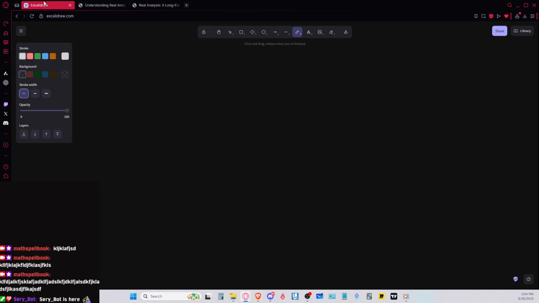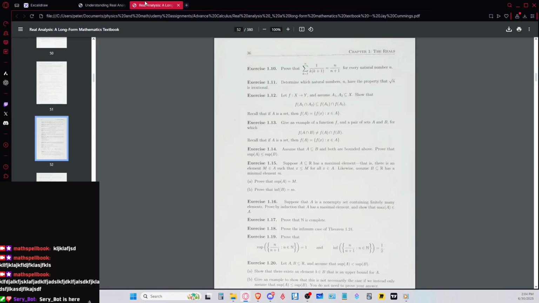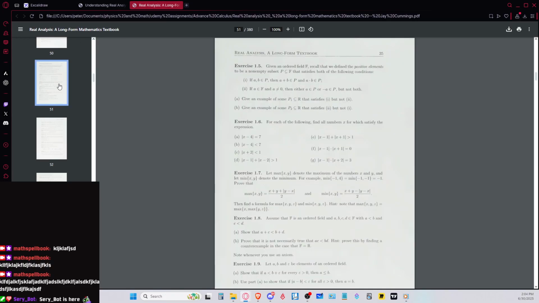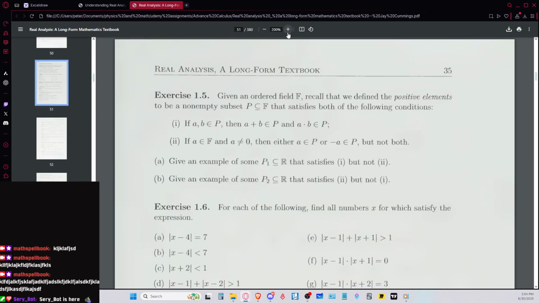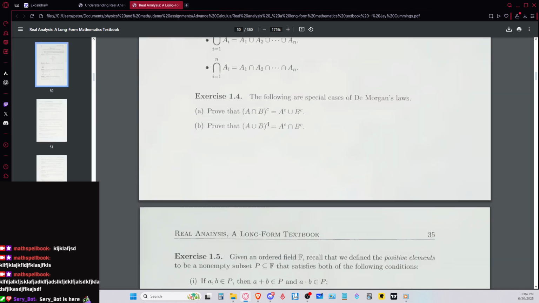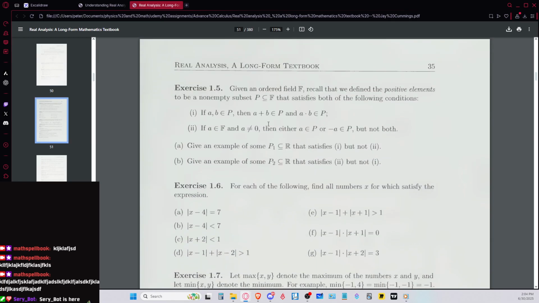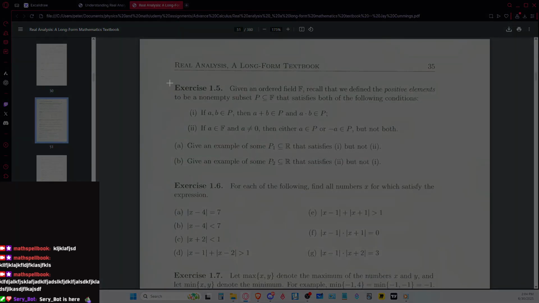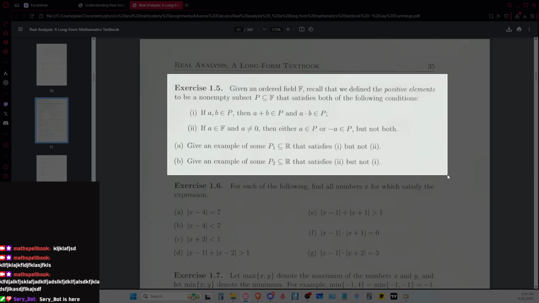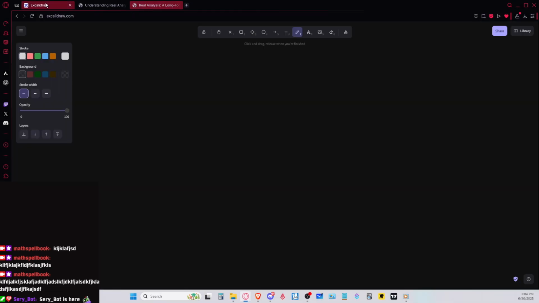So let's see here. I think we were somewhere around here. Or was it number 4? Oh no, number 4 I think we did last time. So I think we were on 5, so let's just copy this.